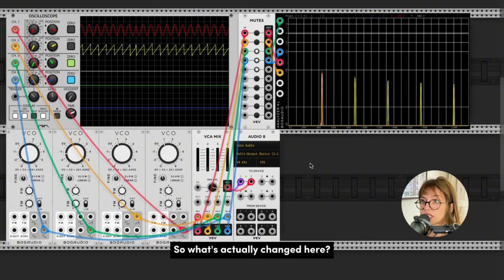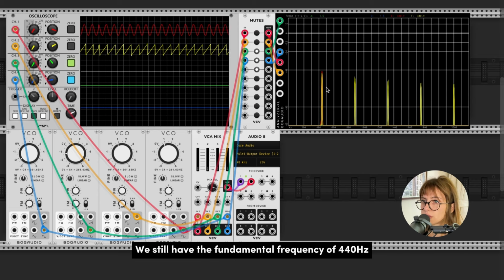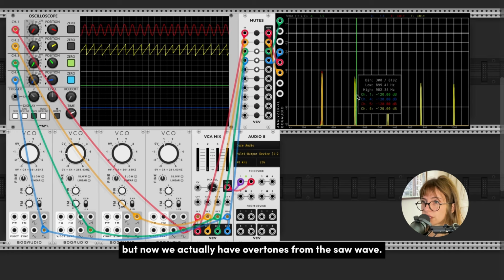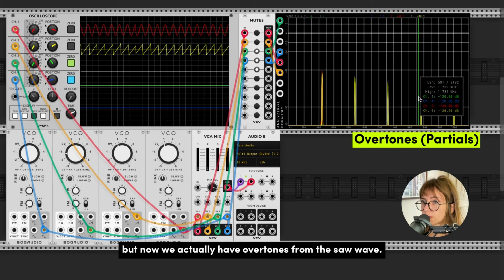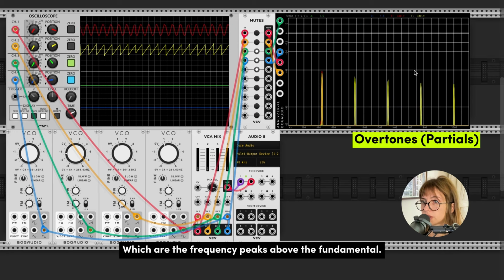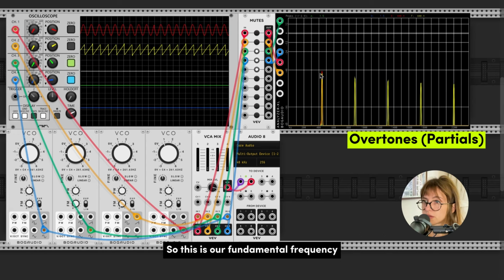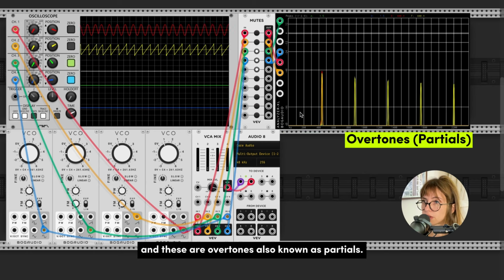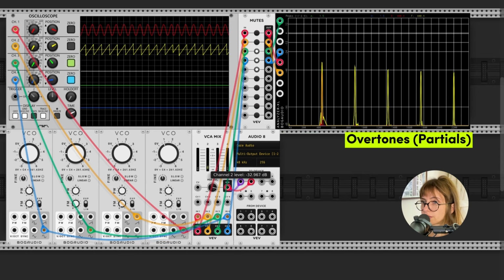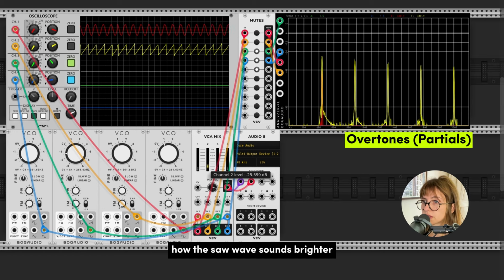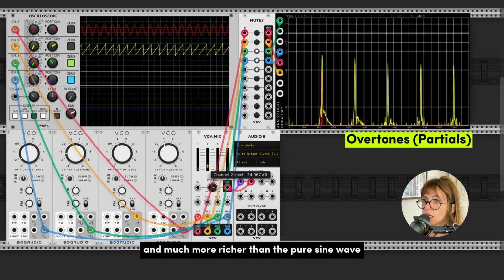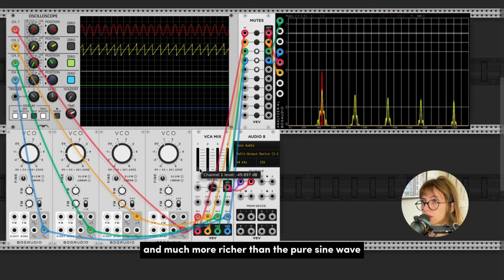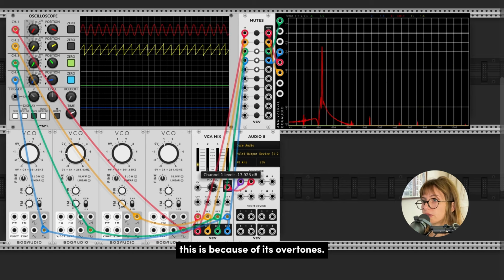So what's actually changed here? We still have the fundamental frequency of 440 Hz, but now we actually have overtones from the saw wave, which are the frequency peaks above the fundamental. So this is our fundamental frequency, and these are overtones, also known as partials. And you can also hear this, how the saw wave sounds brighter and much richer than the pure sine wave. And this is because of its overtones.